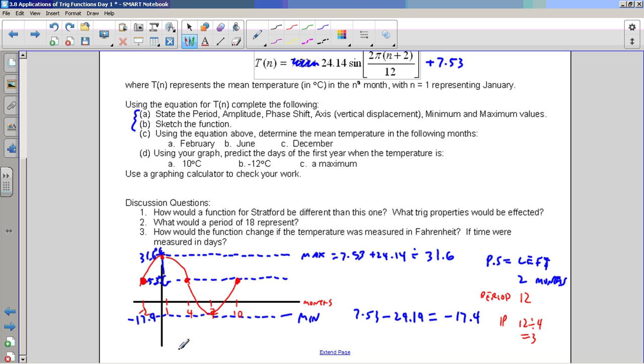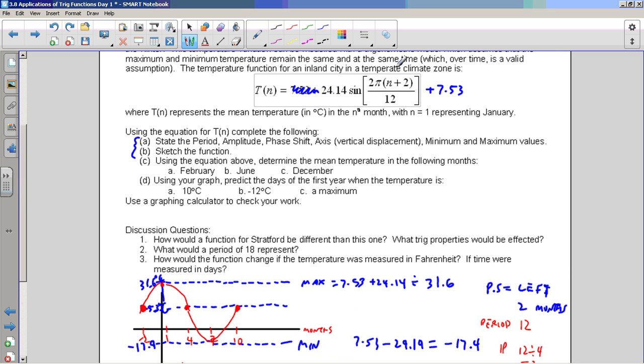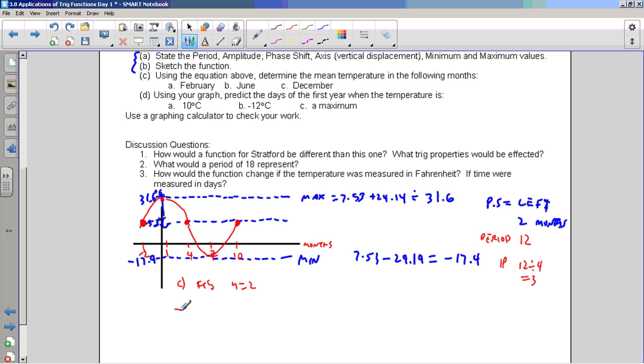But let's answer some questions. Well, I'm not going to answer all these questions. Almost all of them you can get from the graph. Using the equation above, determine the mean temperature in the following months. I'm not going to do all of them, but February, right? If January is n equals 1, February is n equals 2, and then all I would have to do to answer this question is put 2 in there and jam it into a calculator, right? T at 2 equals 24.1 sine of 2 pi over 12 times (2 plus 2), and watch your brackets when you're putting this into your calculator, plus 7.53. Jam that into a calculator, and you'll get an answer.